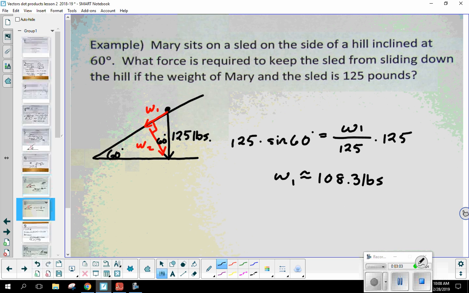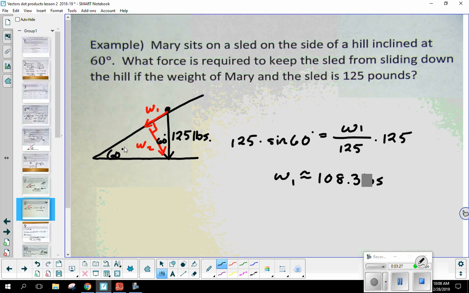So there's the diagram that we were talking about yesterday. Remember, the one nice key feature of this is that whatever the angle of incline is, this angle is always going to be the exact same measure. And then we just set up a simple trig equation. 108.3 pounds of force should keep that little girl and her sled from going down the hill.